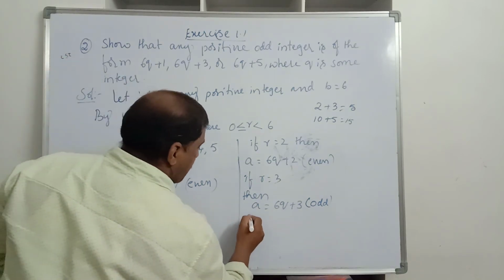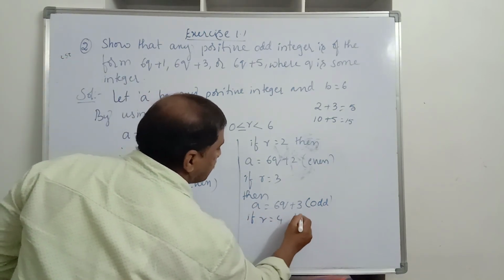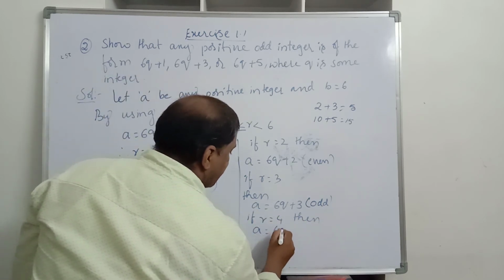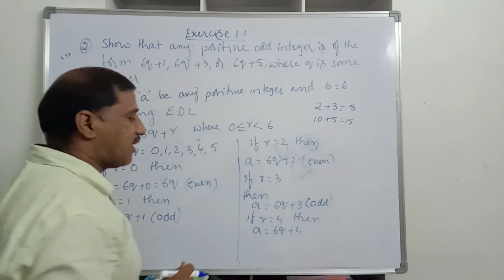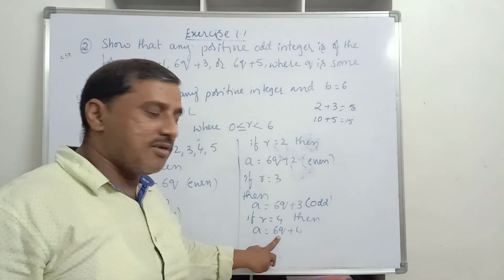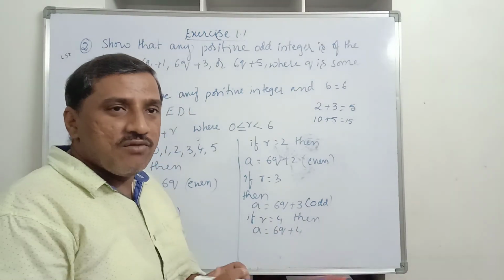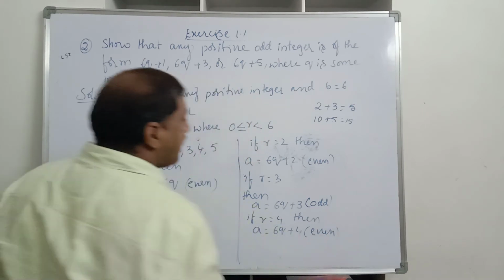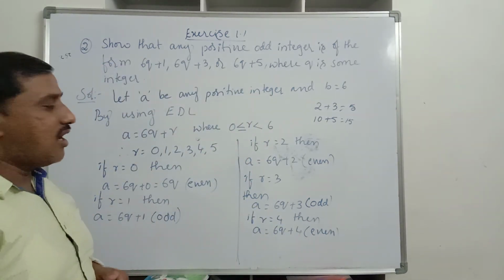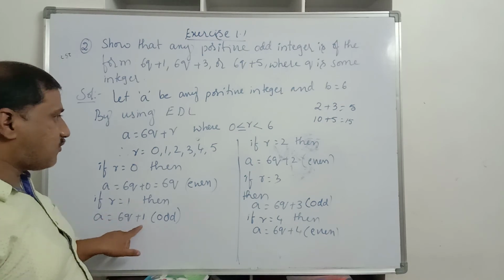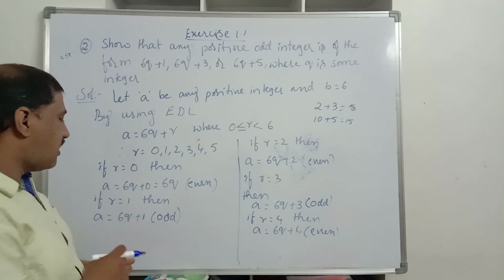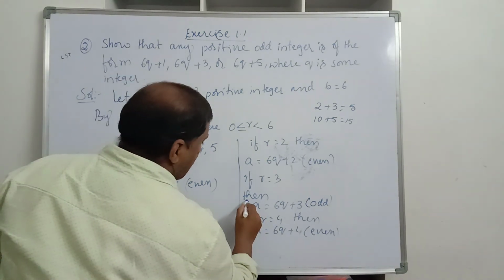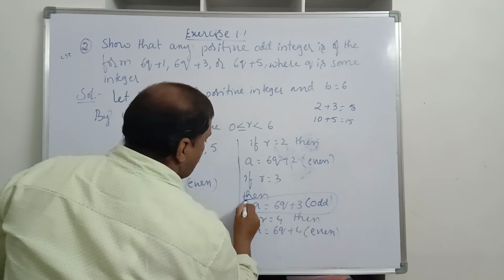Next, if R is equal to 4, then A is equal to 6q plus 4. Again, 6q is an even number and 4 is an even number. Adding an even number and an even number, we get again an even number. Next, we'll check for R equal to 5. If you see here, 6q plus 1, we got an odd number, and 6q plus 3 we got again an odd number.